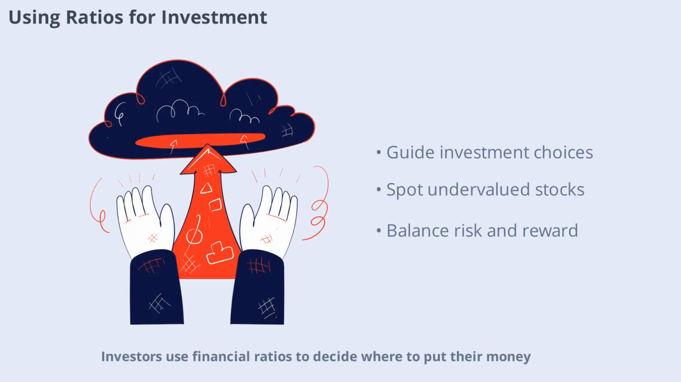Investors use financial ratios to decide where to put their money. By comparing ratios like PE, ROE, and debt to equity, they can spot undervalued stocks or avoid risky investments. Ratios are a key part of any smart investment strategy, helping you balance risk and reward.